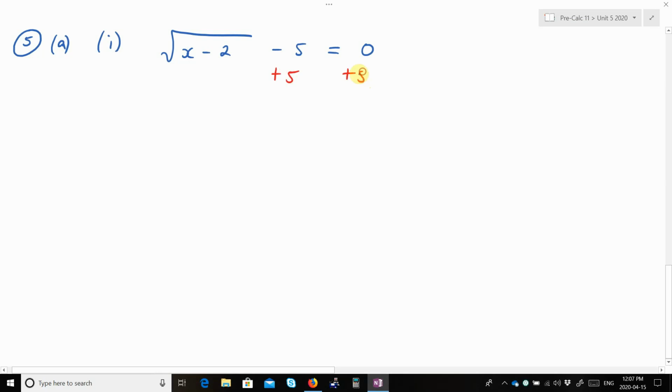Okay, here's number 5. A, part 1, it's saying solve the square root of x minus 2 minus 5 equals 0. Okay, isolate the radical first, so add 5 to both sides.